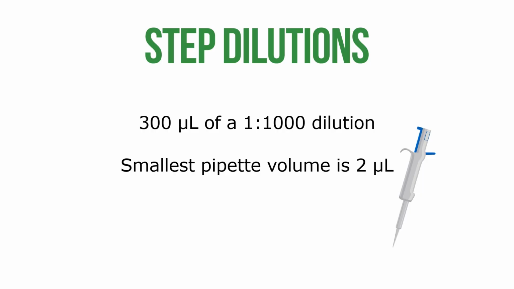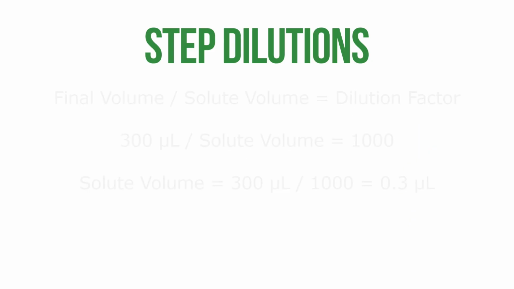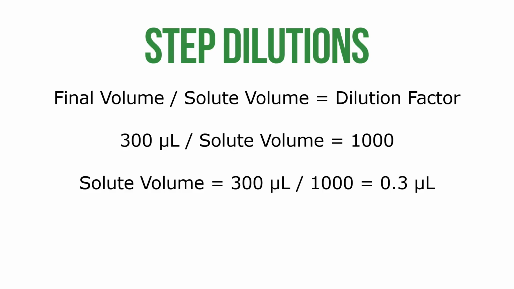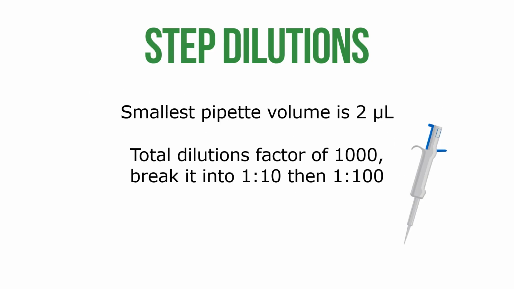You need 300 microliters of a 1:1000 dilution, but your smallest pipette volume is 2 microliters. Using the regular dilution factor method, this would suggest you pipette 0.3 microliters of the stock solution. Now, since our smallest pipette volume is 2 microliters, we will need to break down that dilution factor into multiple parts. With a total dilution factor of 1000, we'll break it into 1 to 10, then 1 to 100.